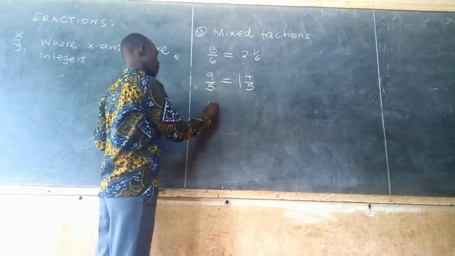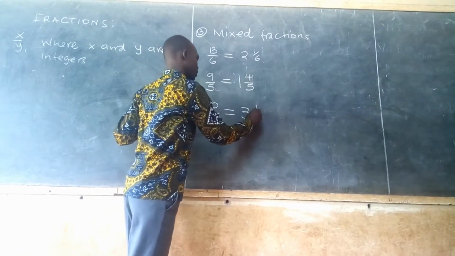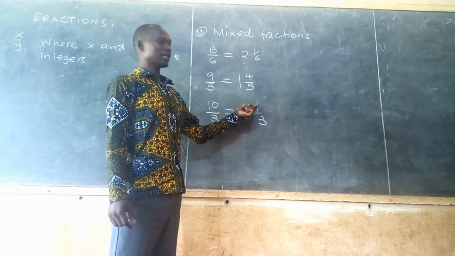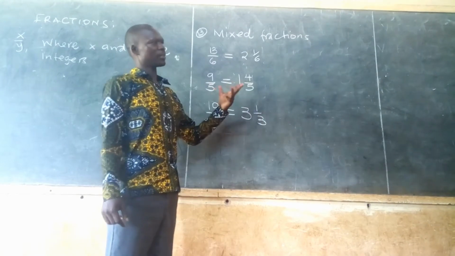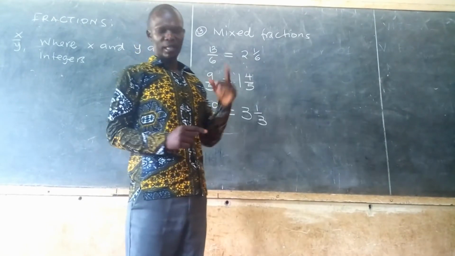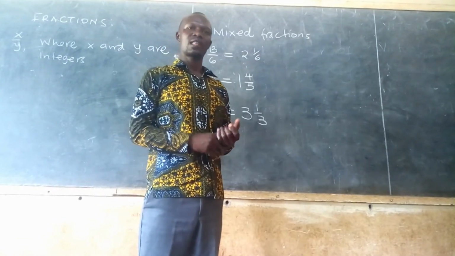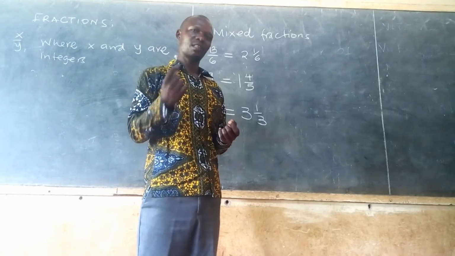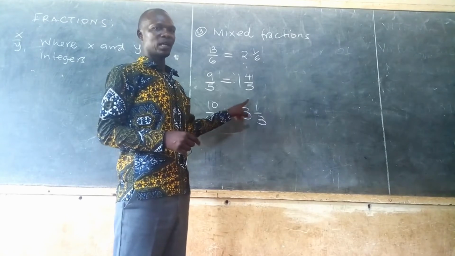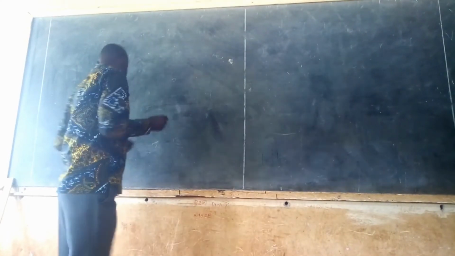Finally, 10 over 3 gives us 3 and 1 over 3. Again, you can see we have a whole number part, numerator and denominator. So those are the 3 major categories of fraction. Number 1, a proper fraction where the numerator is less than the denominator. Number 2, an improper fraction where the denominator is less than the numerator. And finally, a mixed fraction where we have a whole number part, a numerator and a denominator. Operations on fractions.